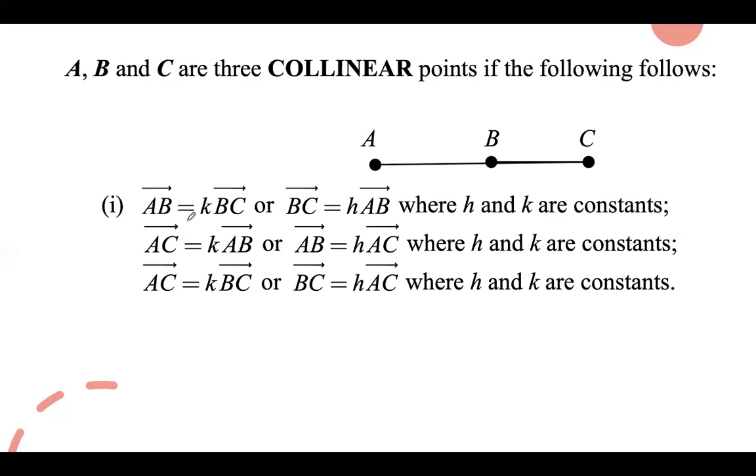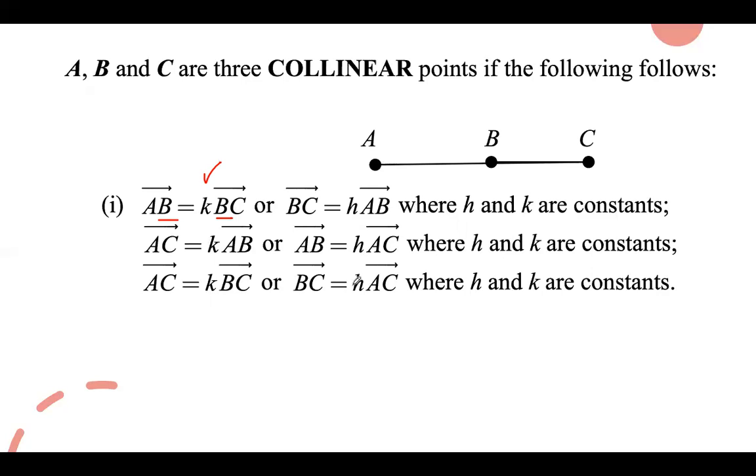The first one, you can write a relation like this. Why can you write a relation like this? Because AB and BC are on the same line, so they are parallel. Therefore you can write this relation. Usually we will write AB equals kBC. This is more significant, because B is the common point of AB and BC. So we write like this, it is very clear, very significant.